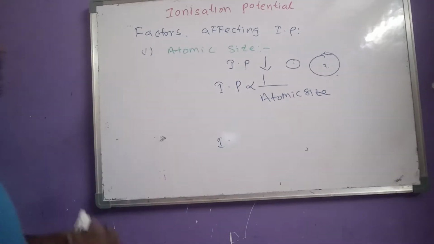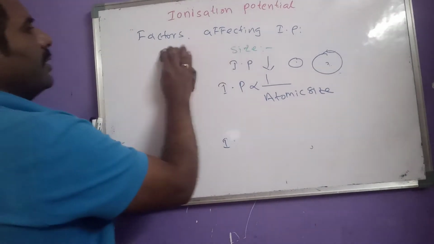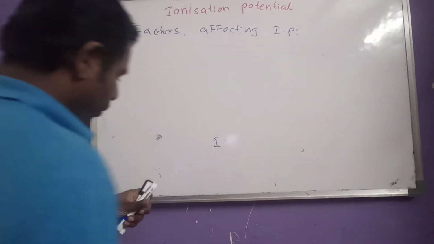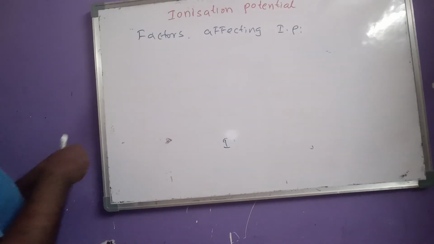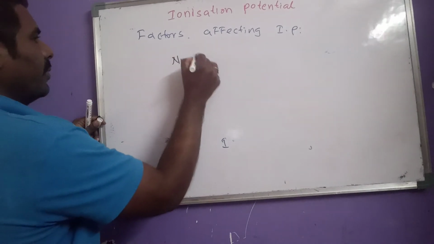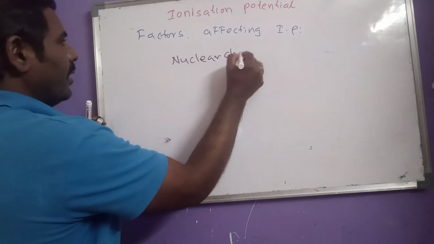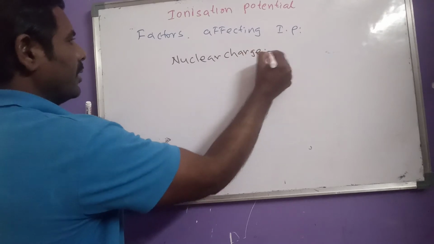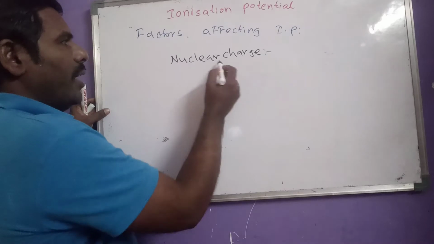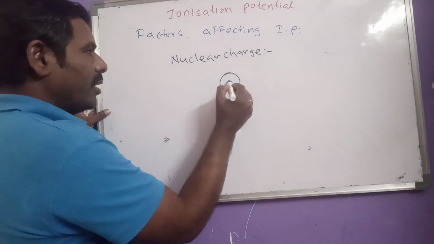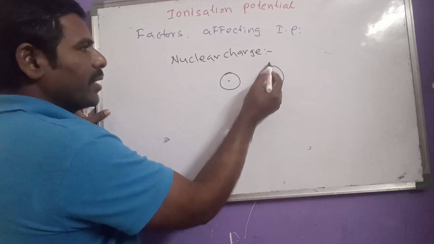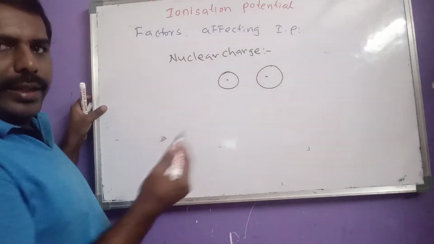Now let us see the second factor which affects the ionization potential. What is the second factor? Nuclear charge. See here how nuclear charge affects the ionization potential. As the nuclear charge increases, the attraction on the outermost orbit increases.